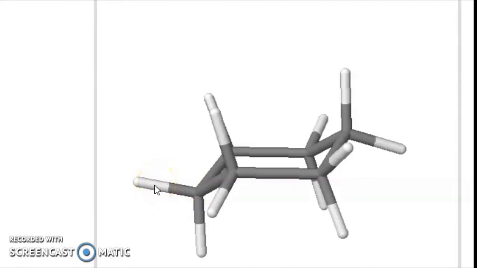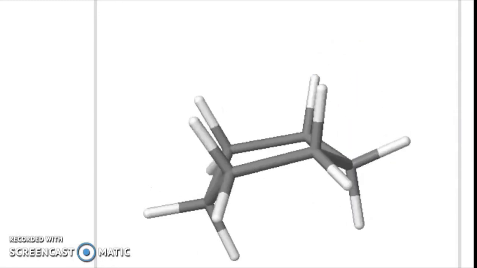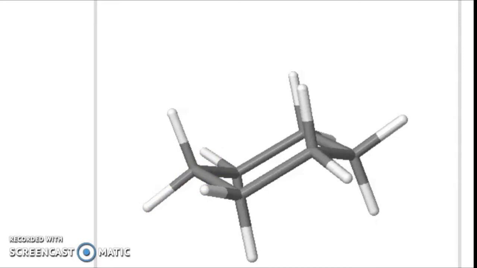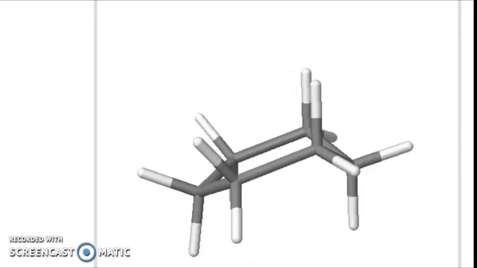So during ring flipping, all the axial CH bonds get converted to equatorial CH bonds, and all the equatorial CH bonds get converted to axial CH bonds. Now you can observe the equatorial bond on carbon 1. Keep an eye on the equatorial bond on carbon 1 and see what's happening during ring flipping.